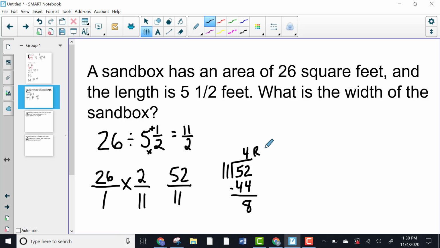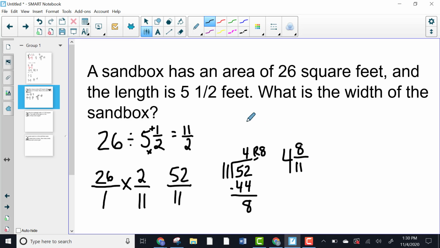Now it's all a matter of knowing where we put these numbers. So the answer, or the quotient, will be the whole number. Remember, the R for remainder means right on top. The denominator stays the same, for a grand total of 4 and 8/11 feet.